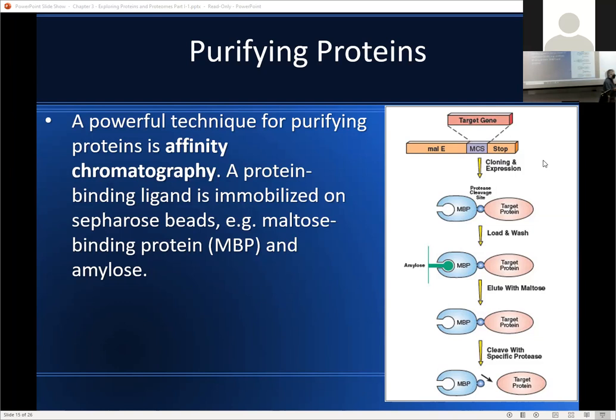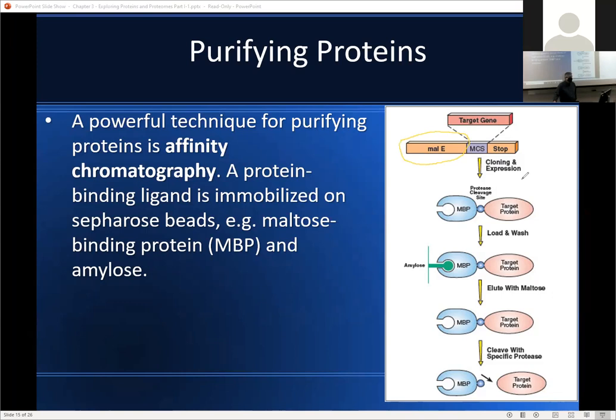Sometimes this is done in yeast too. Sometimes we can put an expression vector in yeast and have that express a lot more of our protein. One thing that we can do when we clone into the expression vector is clone it into an expression vector that has a fusion tag. One example of a fusion tag is maltose binding protein.